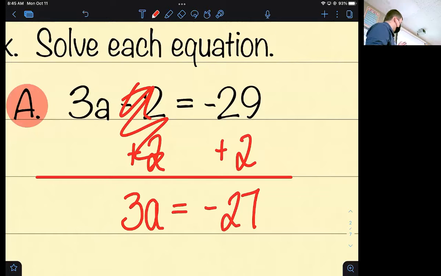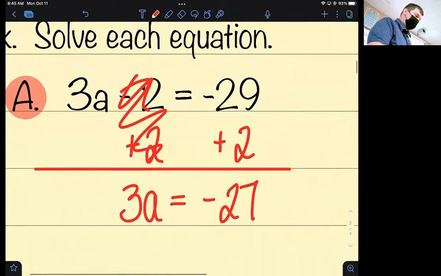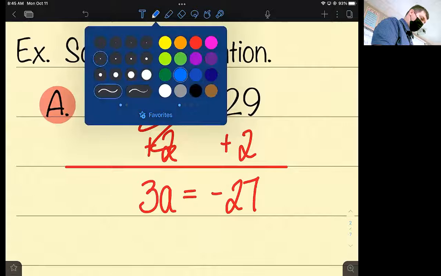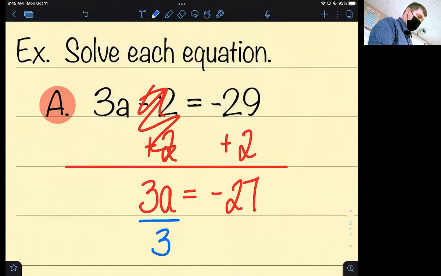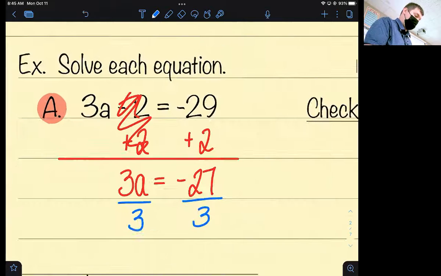Now we've just made this more complicated equation. We've turned it from a 2-step equation back into a 1-step equation. That one step that we still have to do isn't the adding and subtracting step. It's now the multiplying and dividing step. What are we going to do, Branson? Are we going to multiply or divide to get rid of that 3? Why are we dividing? Because the 3 is being multiplied to the a. That's right. So we're going to divide both sides by 3.